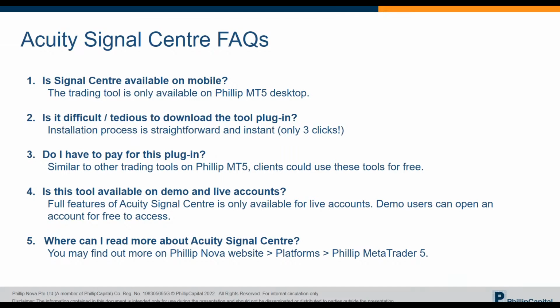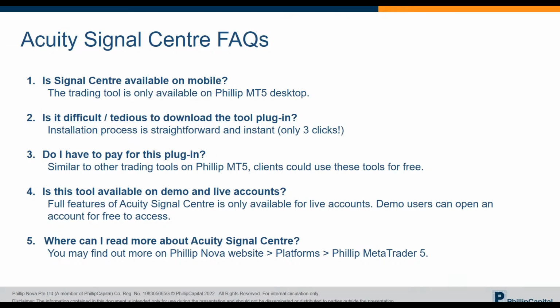And next up, is this tool available on demo and live accounts? Because I like to talk about the Trading Central tools, like Economic Insight and the Market Buzz, these are available on both demo and live accounts. But the Acuity Signal Center, which is the tool that you can use to follow trade ideas, is now only available on live accounts. So if you have a live account already, if you're an existing client, very good. You can just go onto the website, download it, and start using it already. For demo users, right now you will be seeing very restricted signals on the tool.